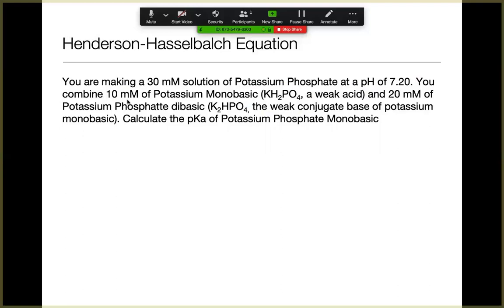Usually it's pretty obvious when you're using it because you'll be given the concentration of the conjugate base and the acid, or you'll have some combination of pH and pKa or something like that.